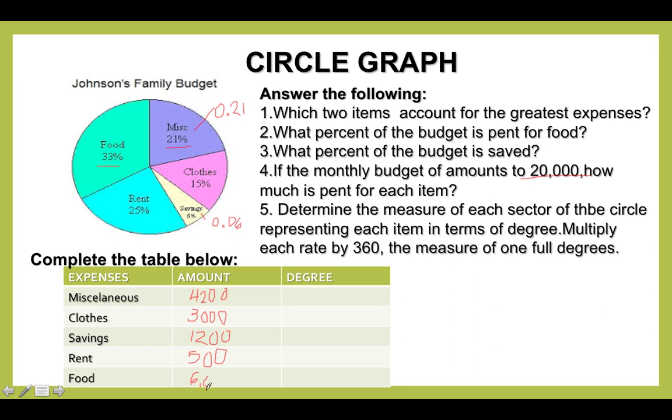Pagdating sa food, actually, konti na to, no? Kasi iba, mas grabe pang mag-spend ng food. Now, kung i-add mo lahat yan, magkano kaya, tama kaya ang answer natin? Dapat 20,000 yung total. Okay, sige, let's see. Can you please add this for me? Ano yung makukuha mo? And then let's compare my answer.